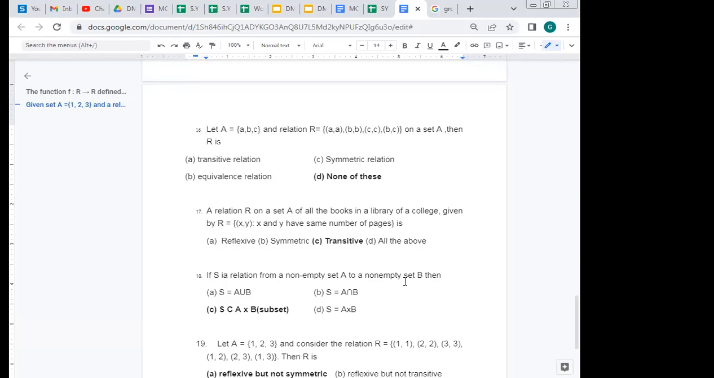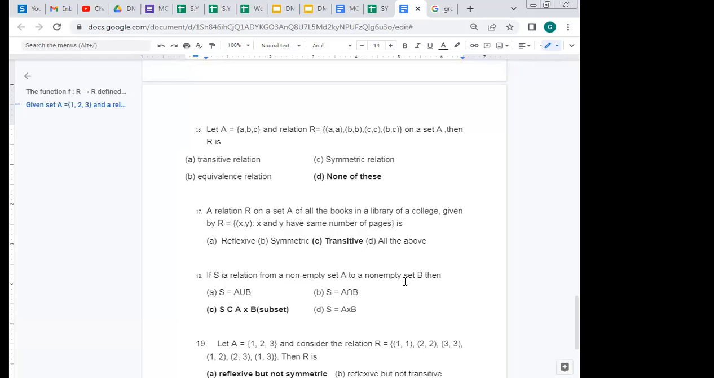Equivalence. What about equivalence? Equivalence relation means what? Yes, if the relation possesses all the properties, that is reflexive, transitive, and symmetric, then that relation is known as an equivalence relation. So our answer is D, none of these. Okay.